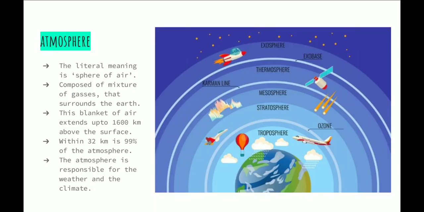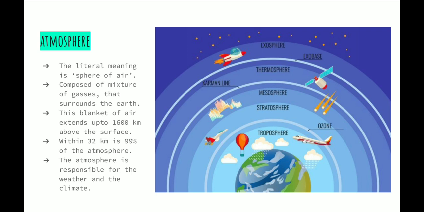The next sphere that we are going to talk about is the atmosphere. Everyone knows that atmosphere is a layer of air that surrounds the earth. It acts as a blanket to the earth and it extends up to 1600 km above the surface. Most of the atmosphere is present within 32 km of the Earth's surface. This is because the denser air stays near the surface rather than flying high.